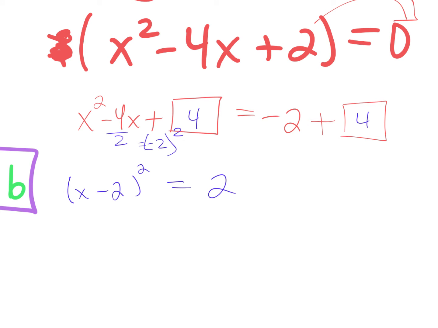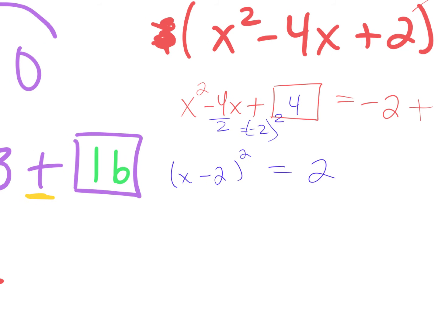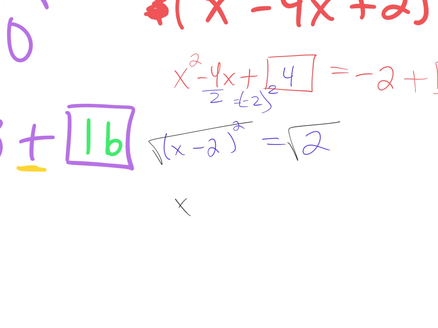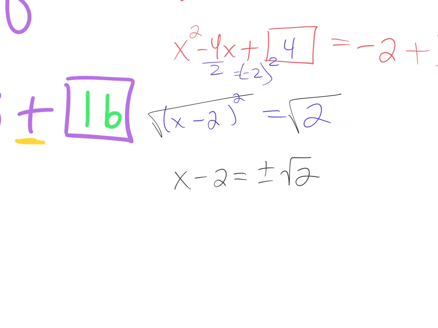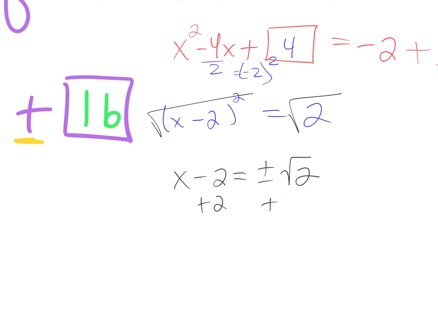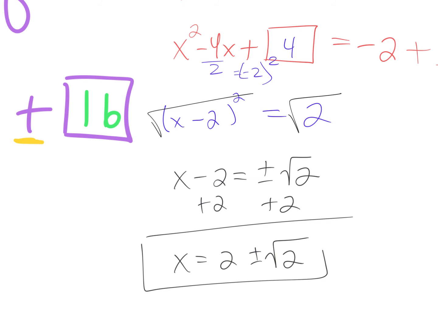How do you get x all by itself? Take the square root. Do you know what the square root of 2 is? No, it doesn't break down or anything, so just leave it. What goes in front of your square root of 2? Plus or minus, good. And then my last thing? Add 2. So what this says is this parabola crosses the x-axis at 2 plus the square root of 2 and 2 minus the square root of 2.